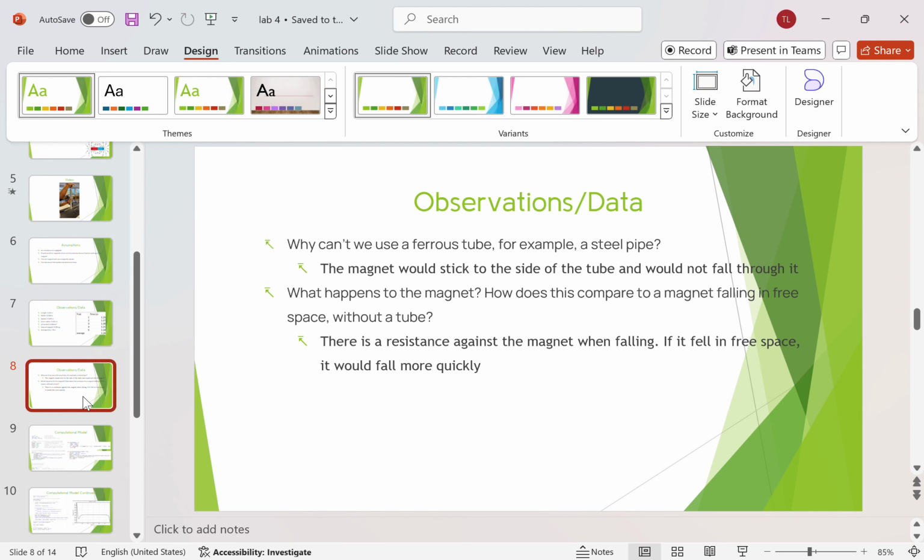Part 2. 2 key questions were explored. First, why can't we use a non-conductive tube, like a steel pipe for example? The answer is that the magnet would stick to the sides of the tube and it wouldn't fall through. Second, how does the magnet fall through the tube compared to free space? The tube induces resistance against the magnet, slowing its fall compared to a free fall scenario.